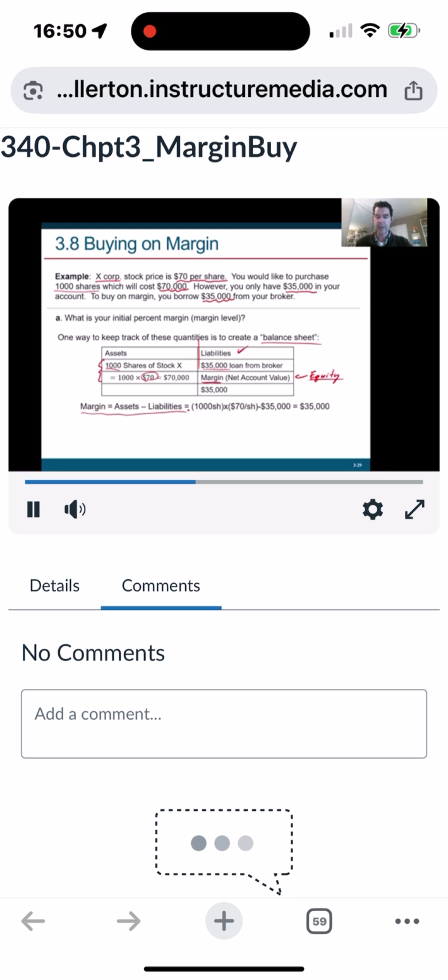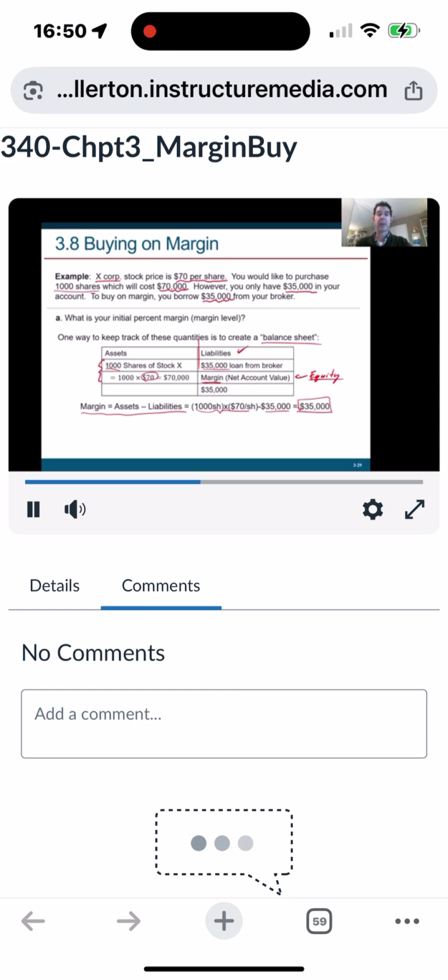And then margin equals assets minus liabilities. We're always going to use this equation. The assets were what? Those shares. That's worth $70,000. Minus I owe $35,000 to the broker. So my account margin is $35,000. So that's the first calculation we will always do.